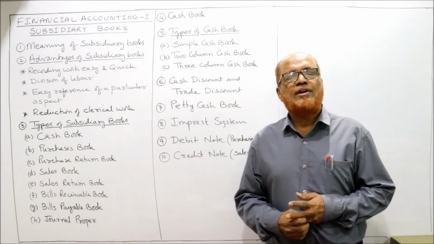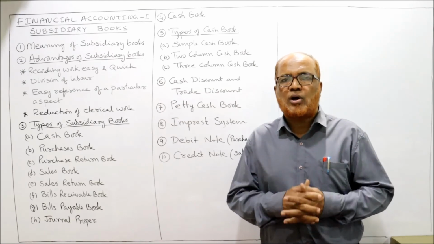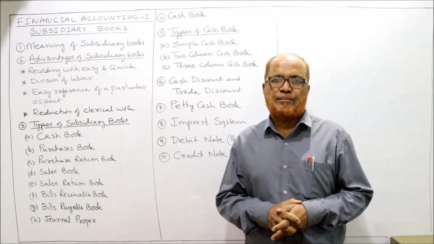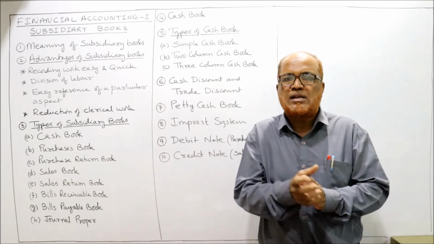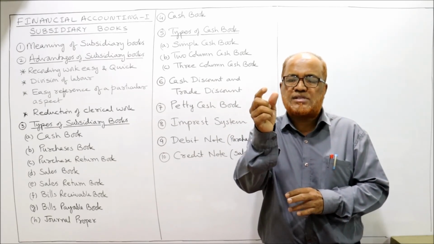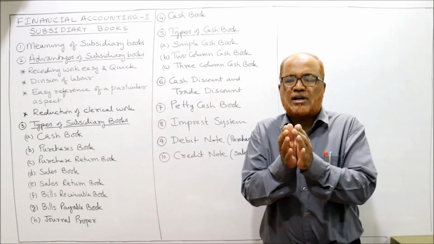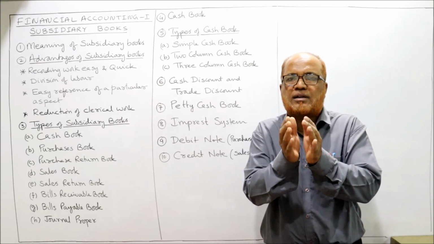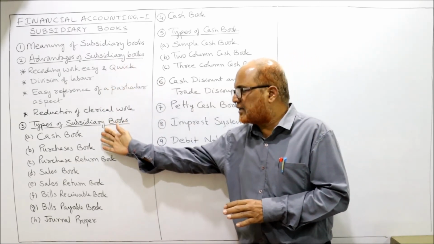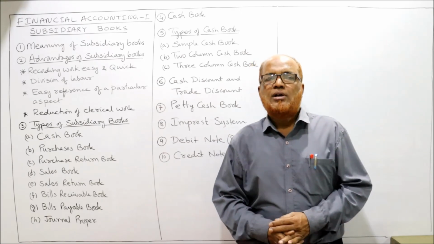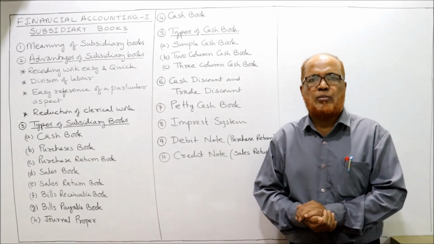In this video I have explained the meaning of the term subsidiary books. Remember, a subsidiary book is a part of the journal. The main journal is subdivided into a number of parts. Each such part is a subdivision of the journal. It is called a subsidiary book. And each subsidiary book deals with a particular type of transaction. These are the types of subsidiary books. So in the next video I'll start the problems on subsidiary books.